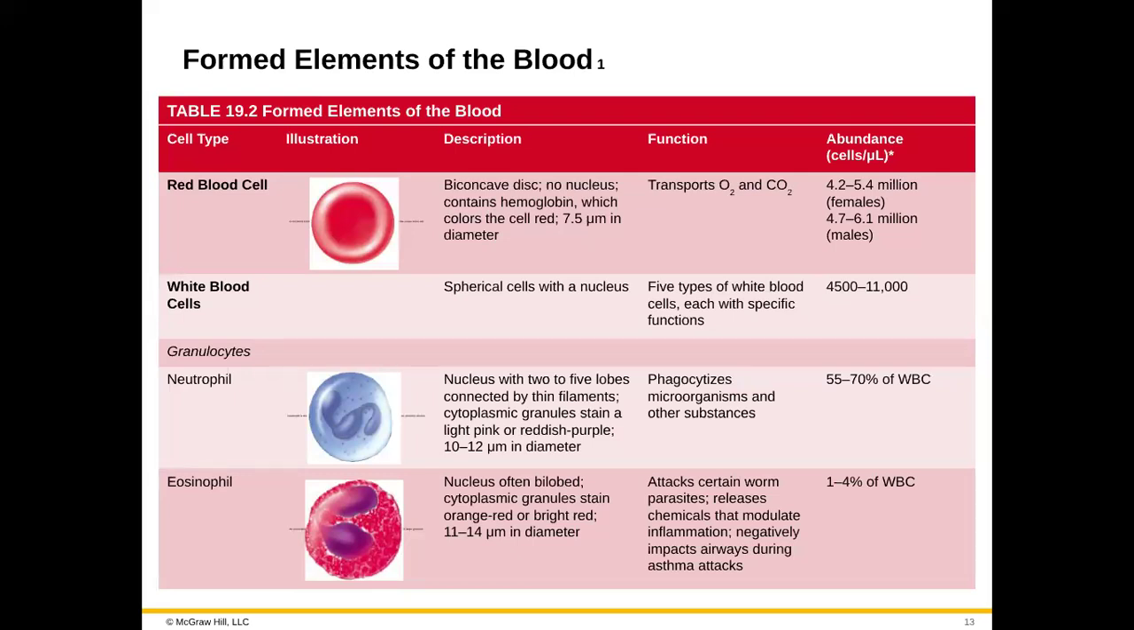Now, these are values that I do care that you know, but I want you to know which white blood cells, in order, have the most abundance. So neutrophils will be the most abundant type of white blood cell.